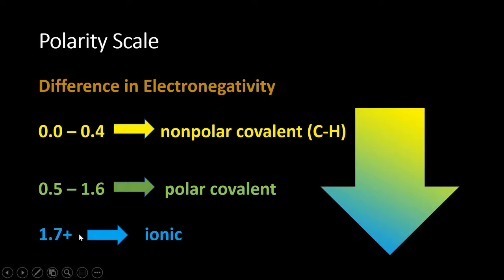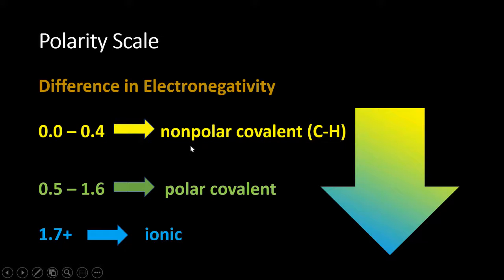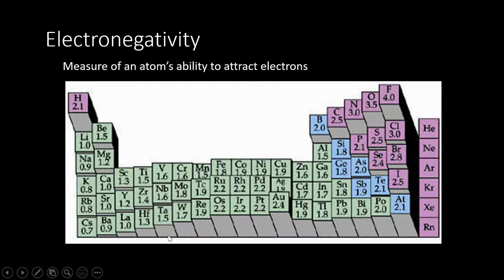And then ionic is considered a hostile takeover, so a difference of 1.7 or more. So just looking at some examples here, if you look at lithium, which is 1, and oxygen, which is 3.5, when lithium and oxygen get together, that's a difference of 2.5, and as a 2.5 difference, that would be considered ionic, right? Big difference over 1.7, so that's ionic. The electron leaves lithium and goes to oxygen.